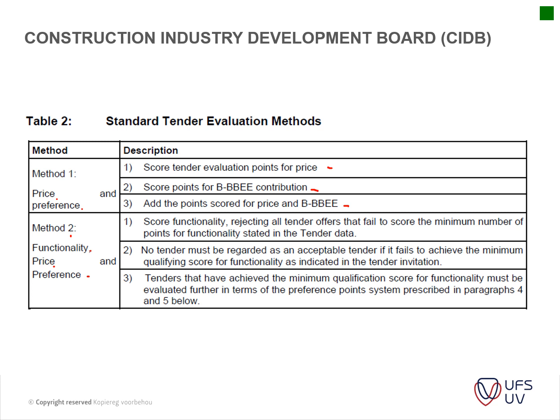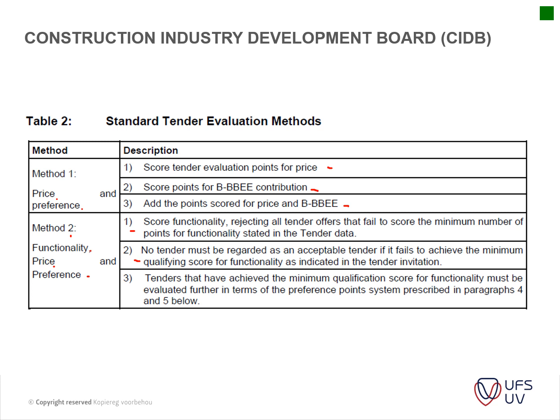And then method 2, you've got your score for functionality, rejecting all tenders that fail to score the minimum number of points for functionality. So that's what I explained. You evaluate the tenders according to past experience, and you give them a score. They have to get over a specified score to be evaluated further, and those that do score higher than the required mark will be evaluated further on the following points. No tender must be regarded as an acceptable tender if it fails to achieve the minimum qualifying score for functionality. Okay, so that just goes hand in hand with 1.